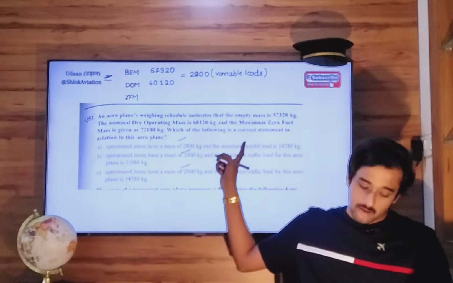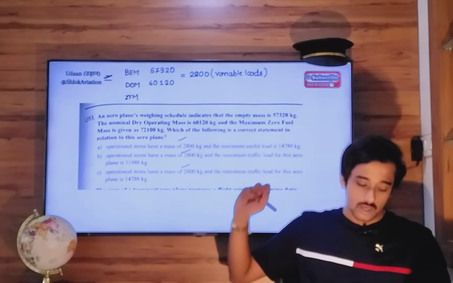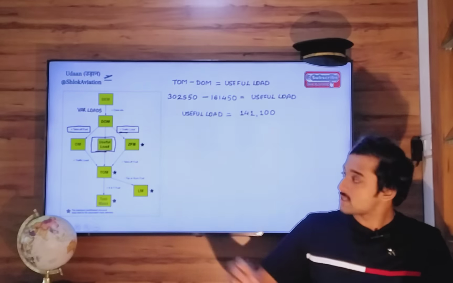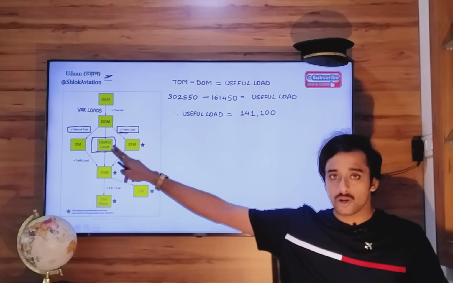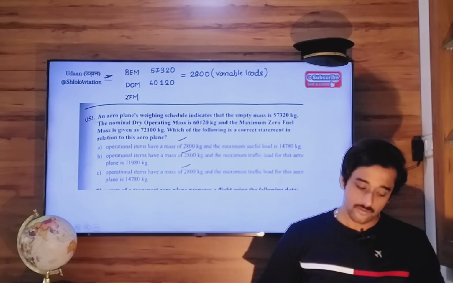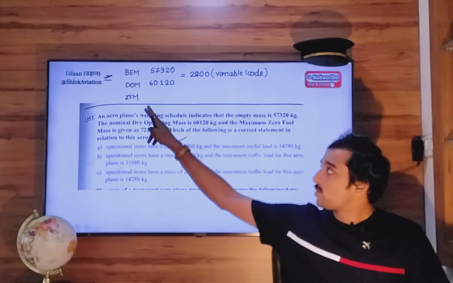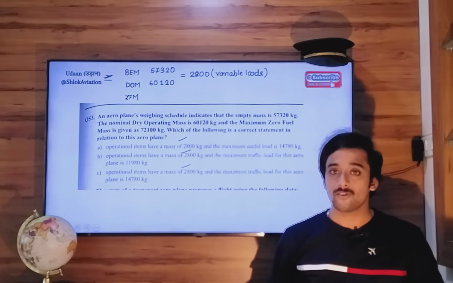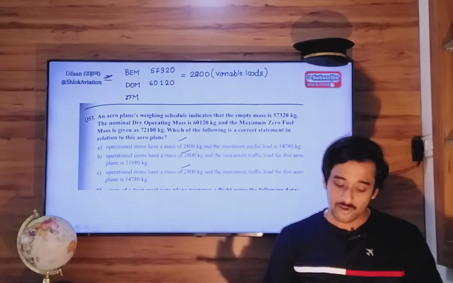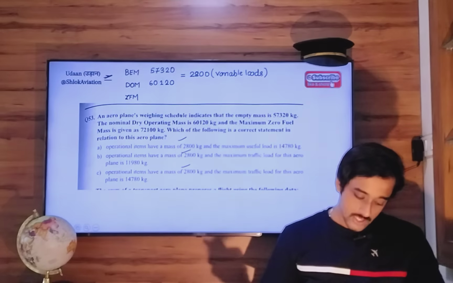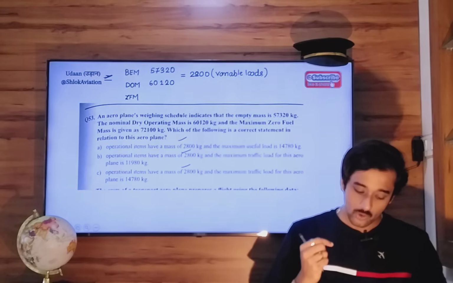The second part, useful load is 14,780. Now what is the formula for useful load? Useful load equals, as we saw in this question, takeoff fuel plus traffic load. Now in this question, we can calculate payload. Zero fuel mass minus dry operating mass is payload, okay? But we do not have the value of takeoff fuel or fuel on board. So it will be impossible to find out useful load without that information. So eliminate option alpha. Now we are left with Bravo and Charlie.